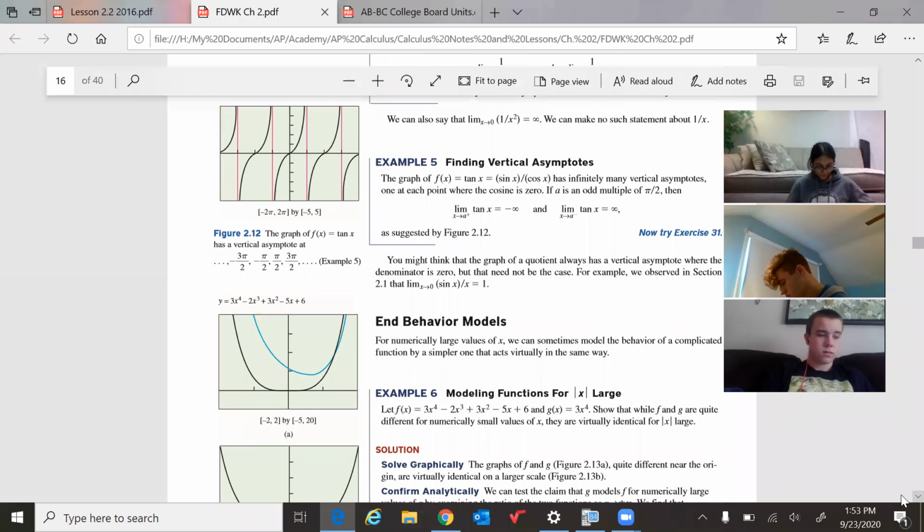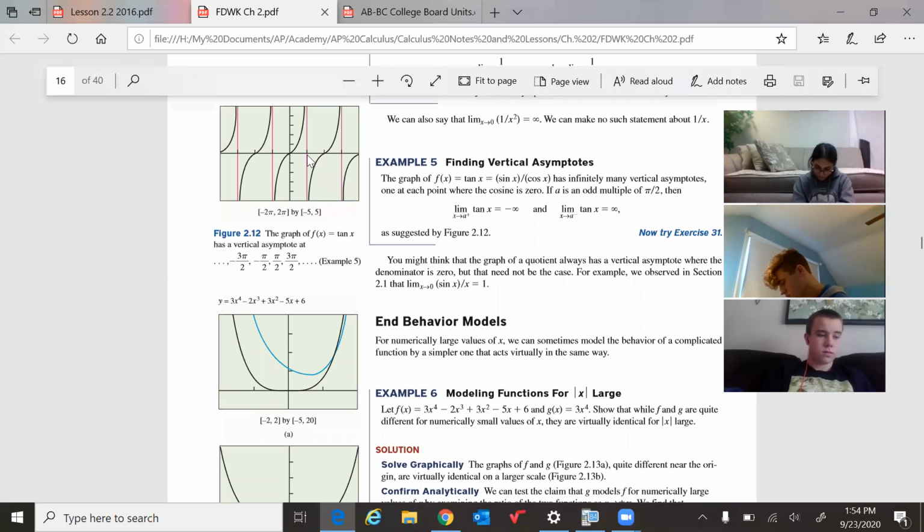Example 5 says, you have the tangent waves. Here's the tangent graph. Ready? It only has a period of pi. As x goes to a, what's a? Well, a is whenever this thing is 0. So when is the sine 0? When is your y 0? The numerator is the sine value. They give you the window down here, -2 pi to 2 pi.